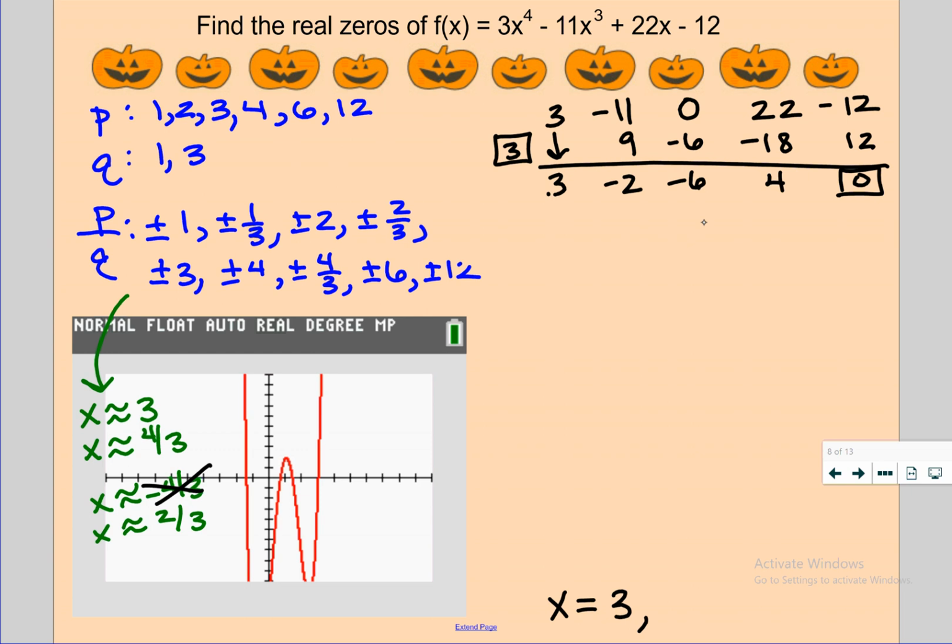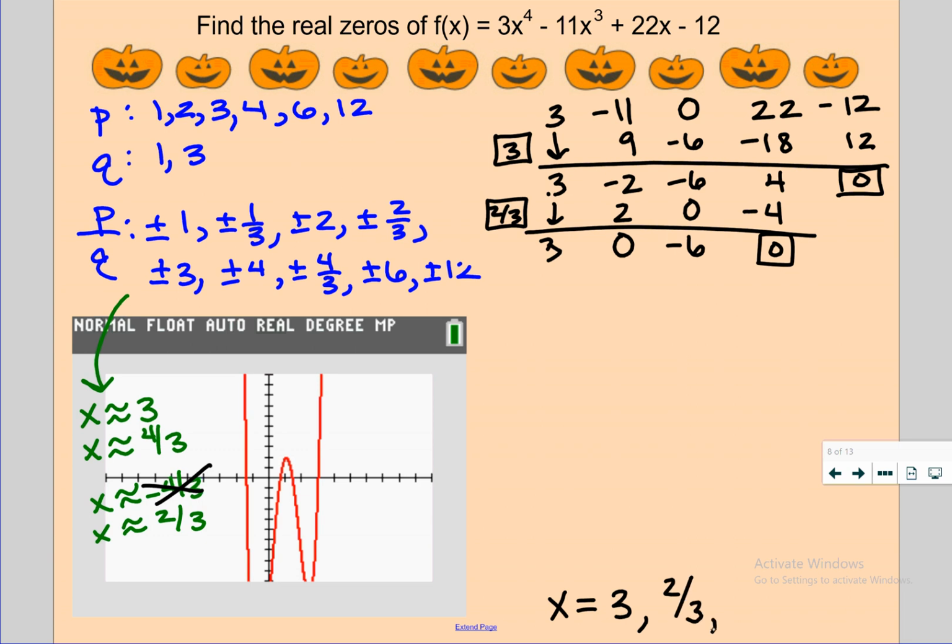1 is not an option in my list. I mean, you can try it. It's not going to work, though, I promise you. 2/3. Let's try it. Bring my 3 down. 3 times 2/3 gives me 2. Plus -2 is 0 times 2/3 is 0. Plus -6 is -6. Negative 6 times 2/3 is negative 4. There we go. 0. All right, so 2/3 is my second answer.